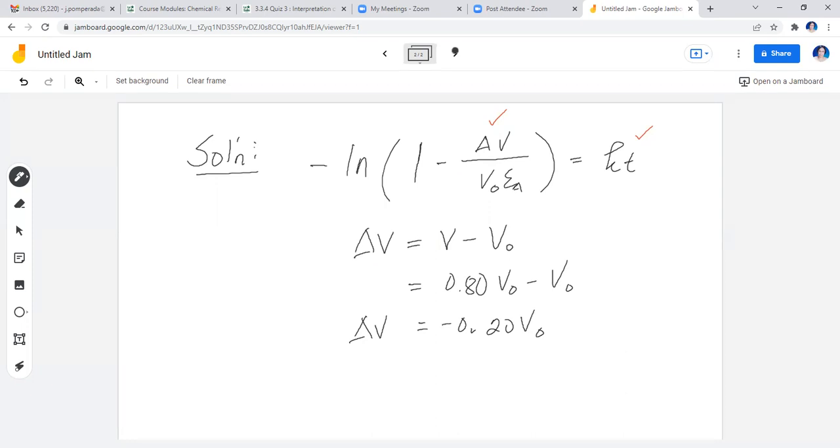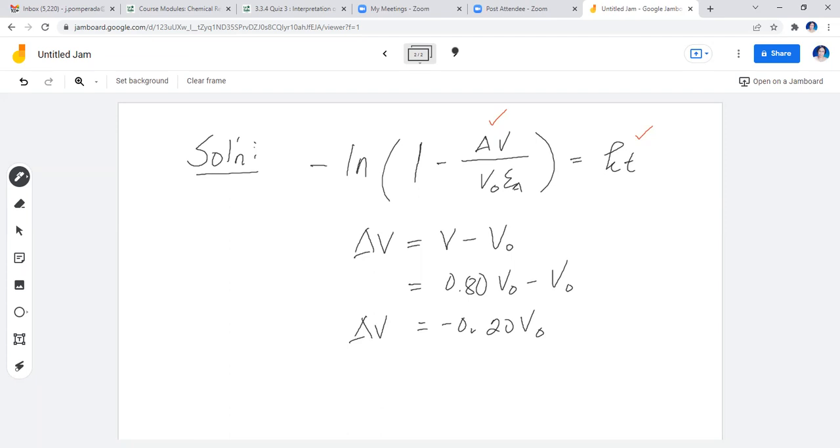So that's negative 0.20 V sub O. Now, since it's already in terms of V sub O, it even eliminates my problem in the denominator, which actually requires me to have the V sub O. Since my delta V is in terms of V sub O, the V sub O in here and this V sub O in here will just cancel each other. Okay? So we're good with that now.